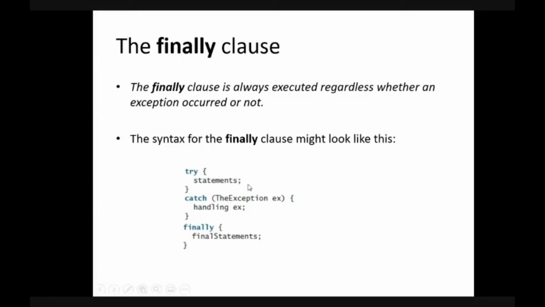There is one thing: when you see try catch, you might see the finally. The finally clause is always executed regardless of whether an exception occurred or not. If there is an error here or not, it doesn't matter. Finally will always run. Let's say there is an error, it is going to run this catch, then you run finally. Let's say there is no error, you skip catch, you run finally again.